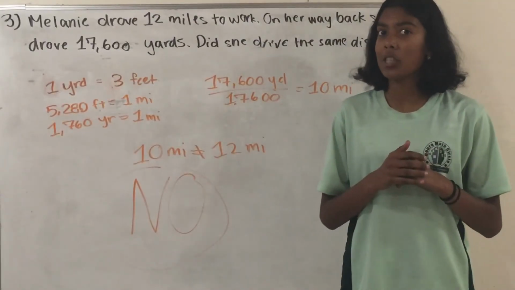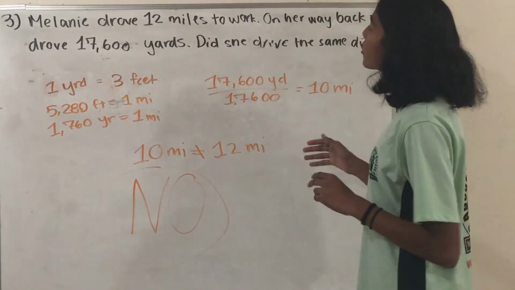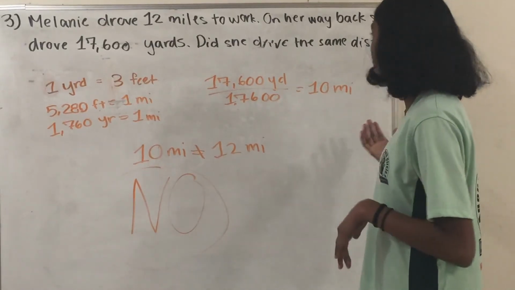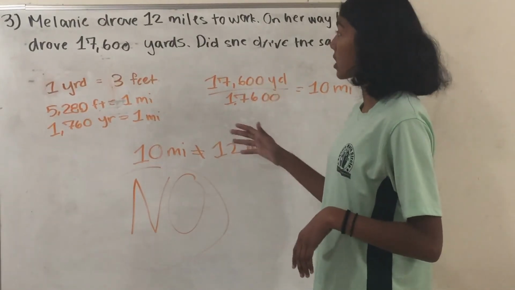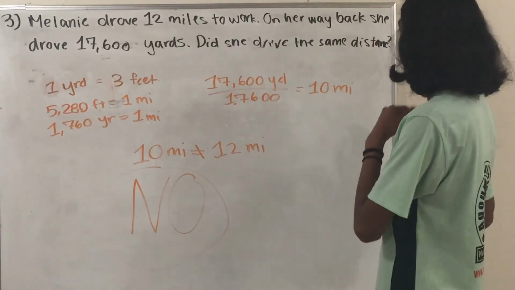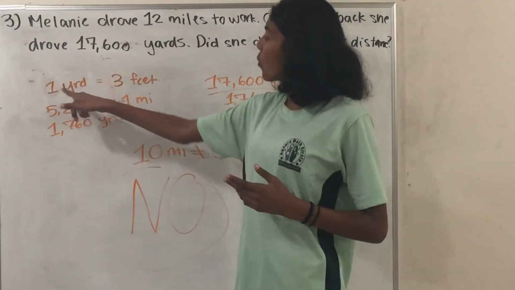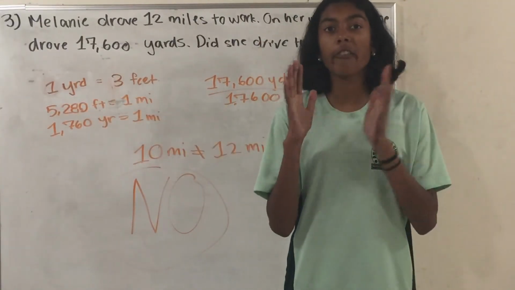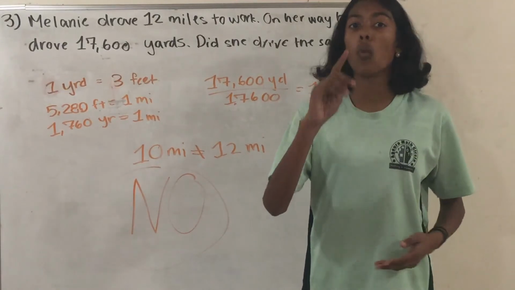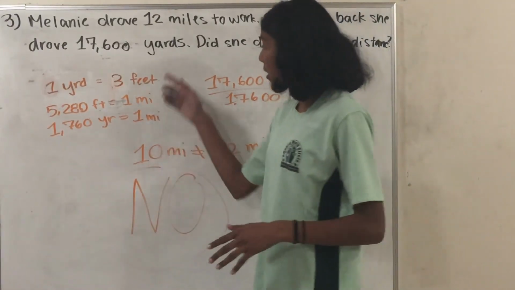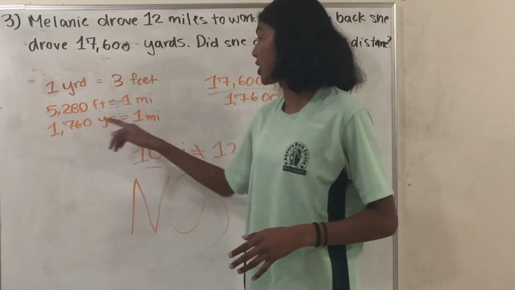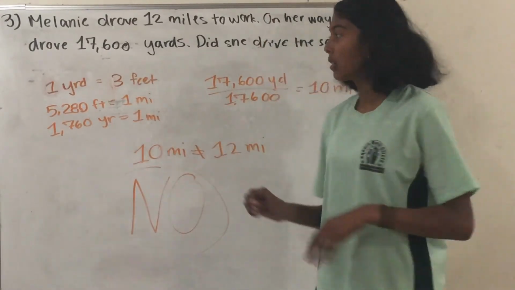Our last problem of today is the following. Melanie drove 12 miles to work. On her way back, she drove 17,600 yards. Did she drive the same distance? So, we know that 1 yard is equal to 3 feet, and there are 5,280 feet in 1 mile. Therefore, there are 1,760 yards in 1 mile.